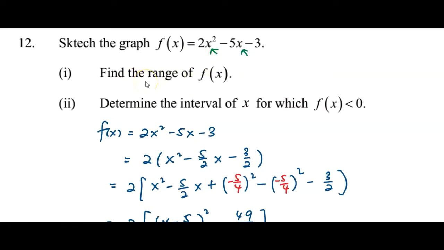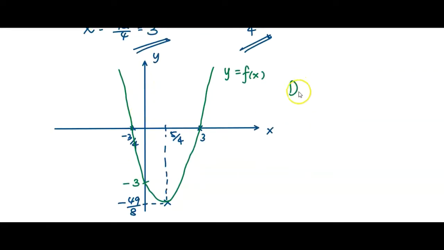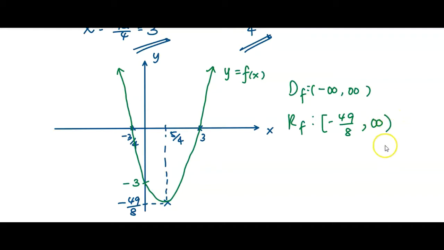Find the range of f(x). For the range of f(x), you will have to look for the domain, of course, which is from negative infinity up to infinity. And the range of f will be found by finding the lowest point of the graph, that is negative 49 over 8. Okay, seeking the value of y at the lowest point of the graph. And the graph is going up indefinitely, meaning that the y value at the end can be represented by infinity. So your range will be this one.